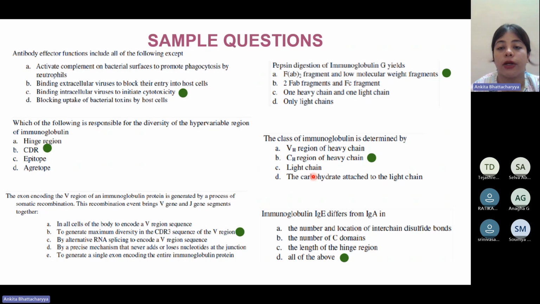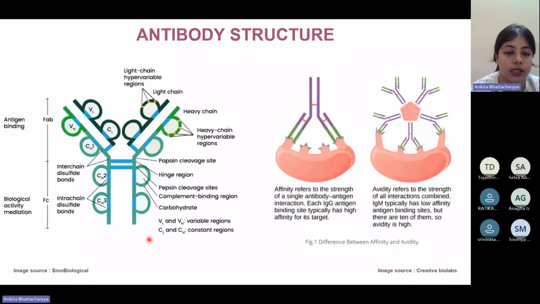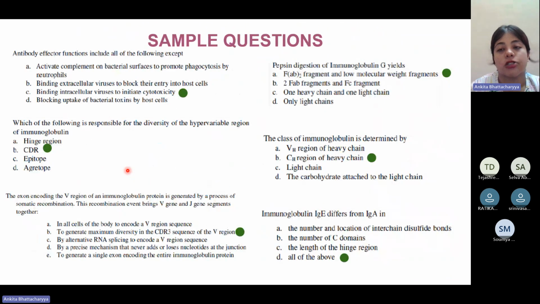The next question is about the digestion with pepsin. If you remember the first slide, I had shown this representation of how pepsin cleaves, and this is where pepsin is generating a cut in the antibody. So pepsin digestion of immunoglobulin G, or IgG, the first antibody representation is of IgG only. What does it generate? Fab, two fragments, and low molecular weight fragments; two Fab fragments and an Fc fragment; one heavy chain and one light chain; or only light chains.